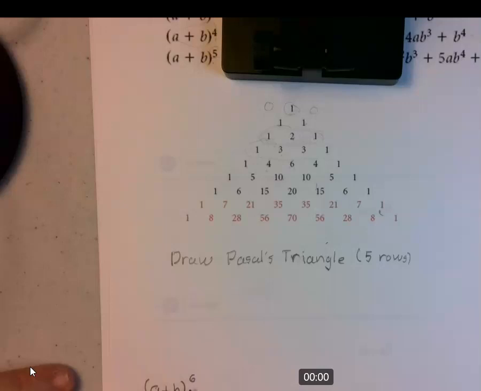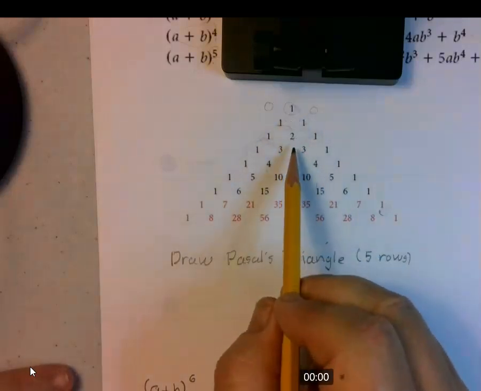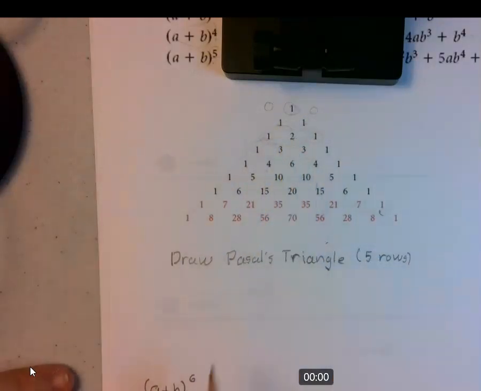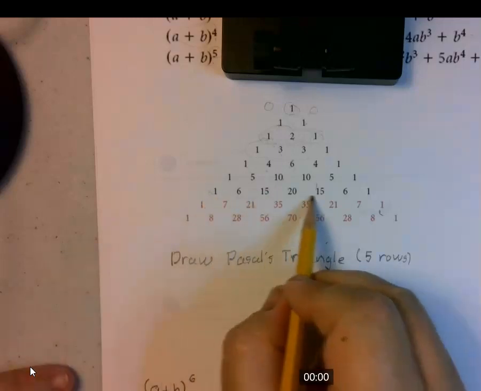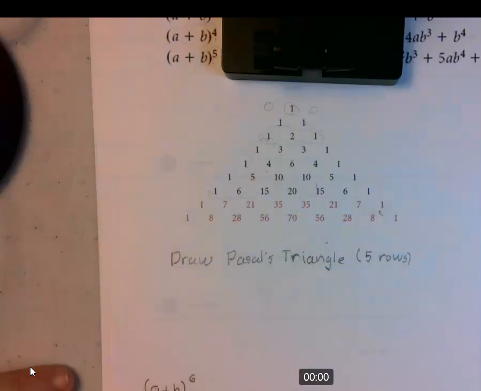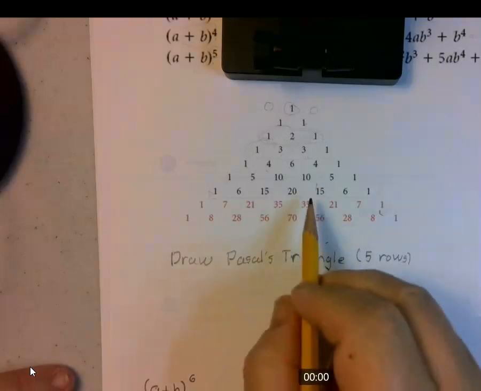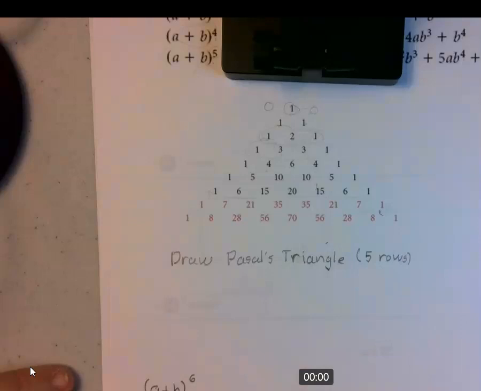So that means we have to come down to the 7th row. 1, 2, 3, 4, 5, 6, 7. And what do I have? I have 1 plus 6. I'm writing the coefficients first. It's this row right here. Plus 15. I'm leaving space for the variables. Plus 20. Plus 15, 6, and 1.